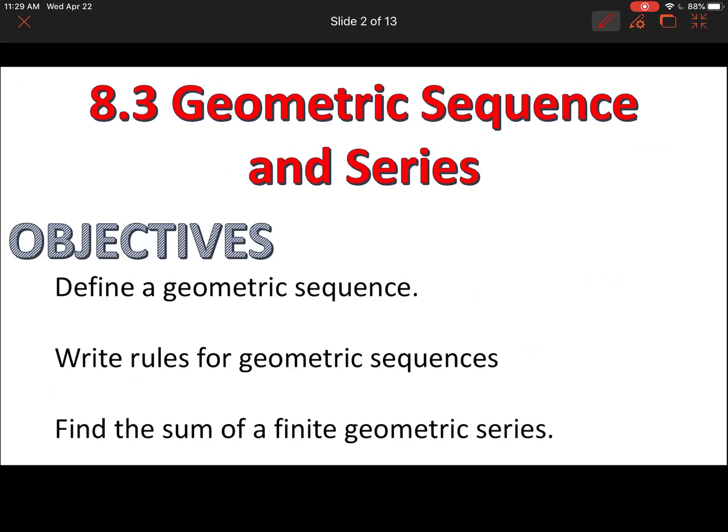All right. So today's lesson is on geometric sequences and series. We're going to define what a geometric sequence is. We're going to write the rules, just like we did for arithmetic. And we're also going to find the sum of a finite geometric series. The next class we have, we'll also find the sum of infinite geometric series.